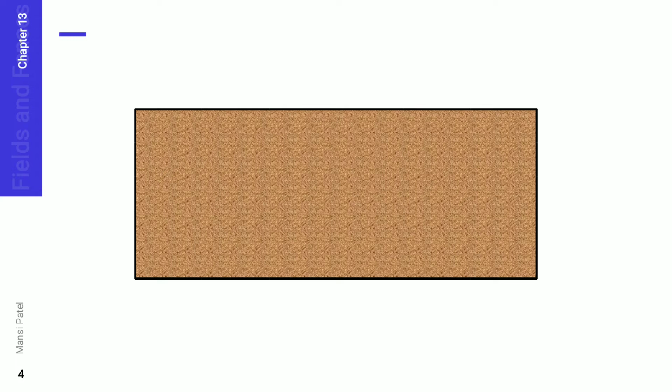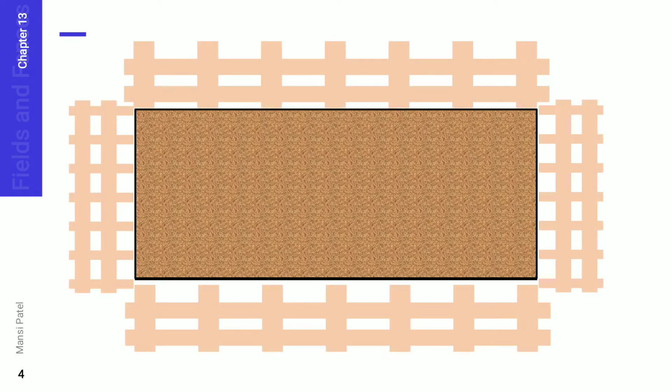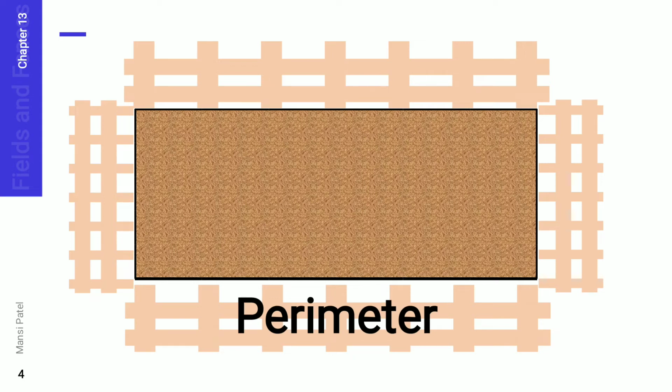Another example, if you want to cover this piece of land to protect it, then you cover this land by some fences. You can see this is the fence. So in these cases, you have to find out the perimeter.